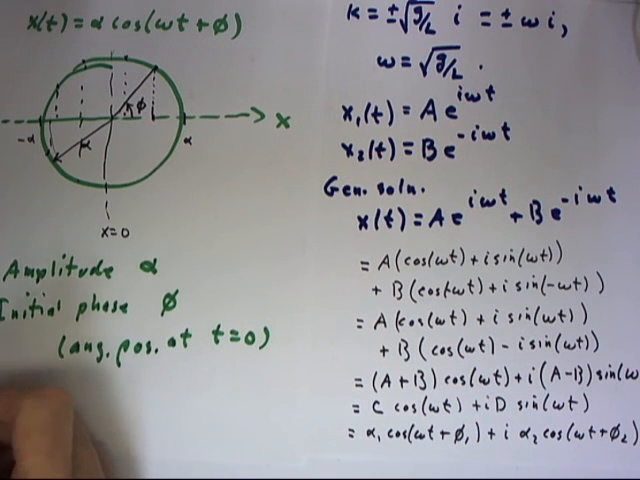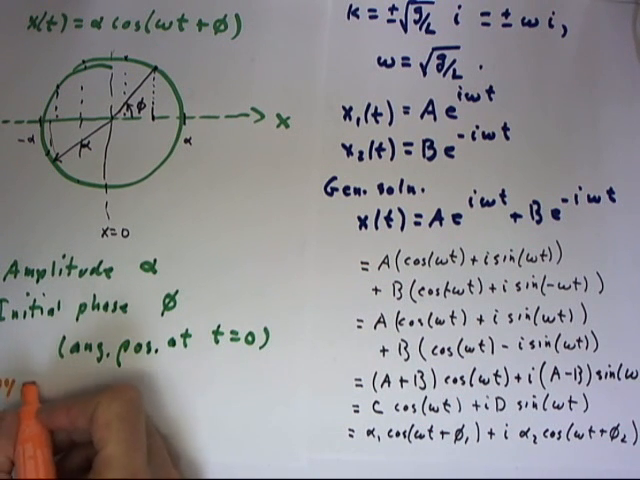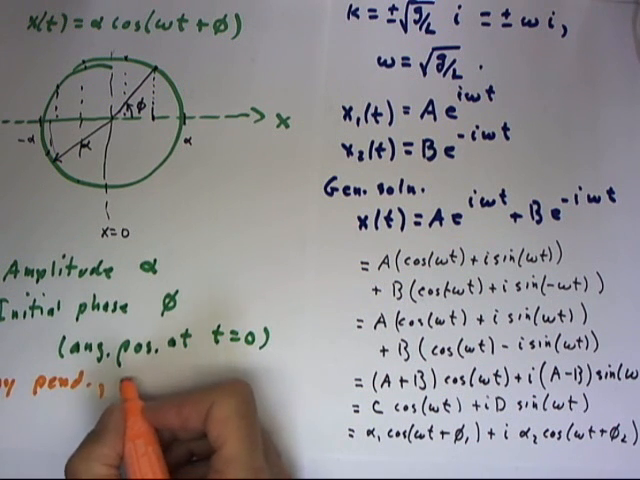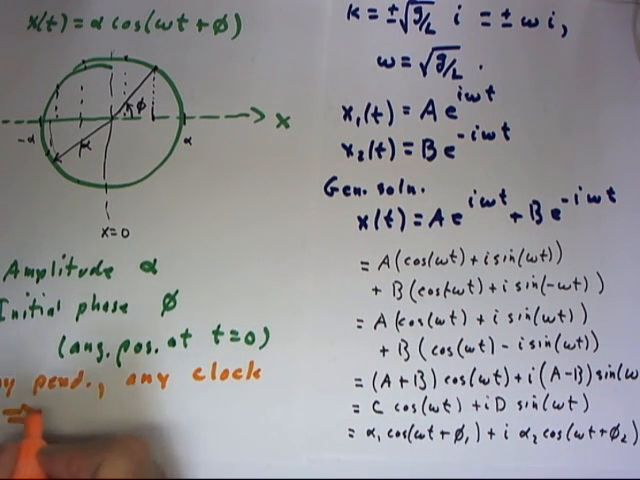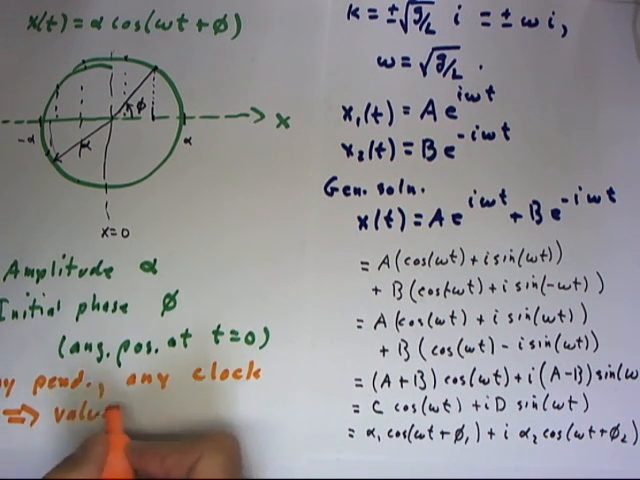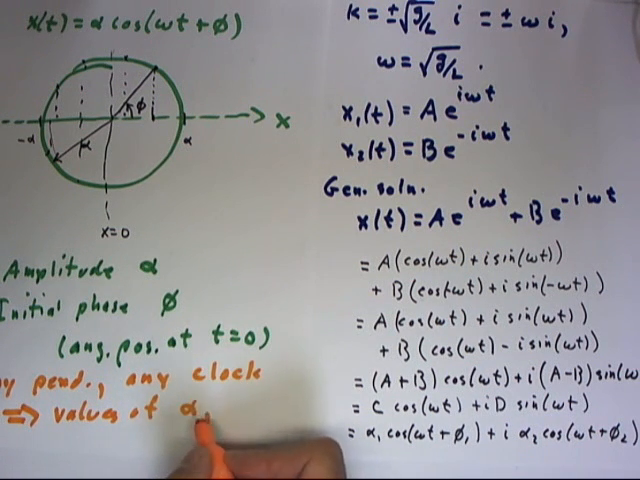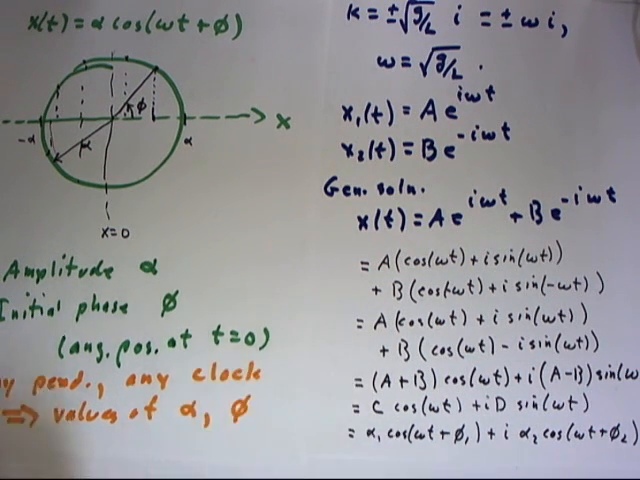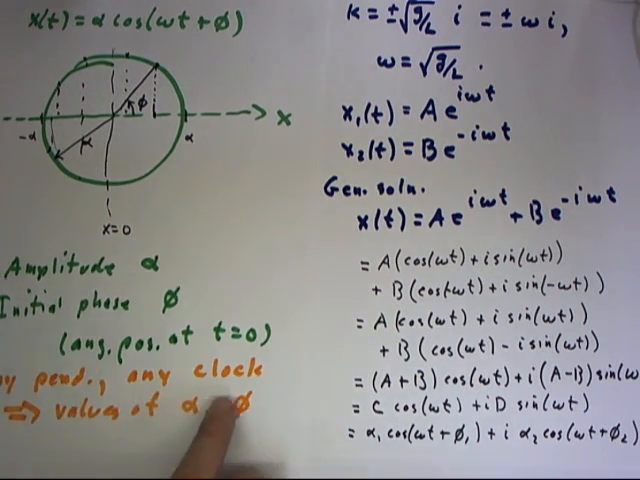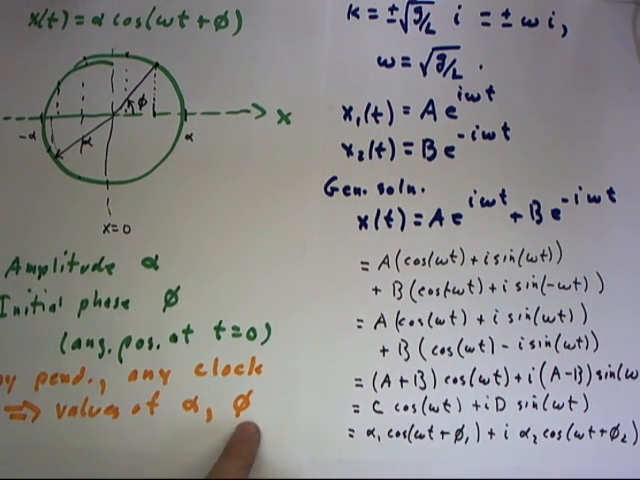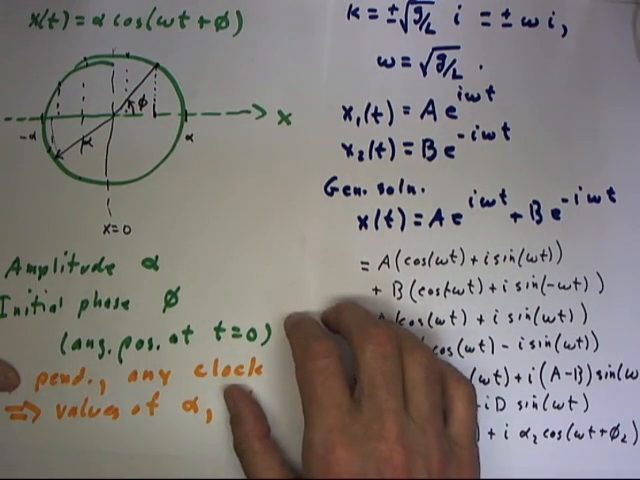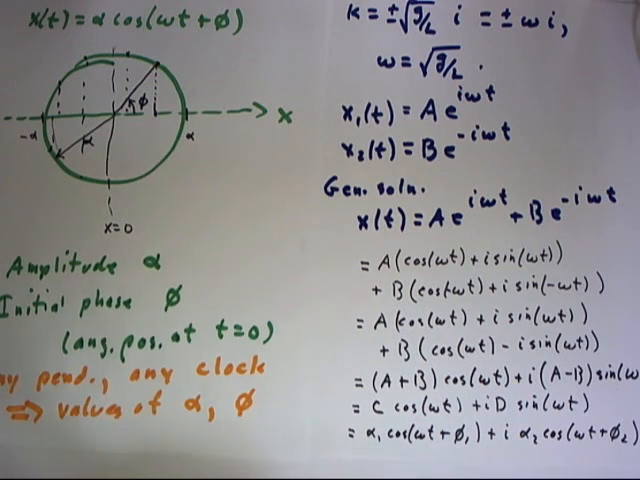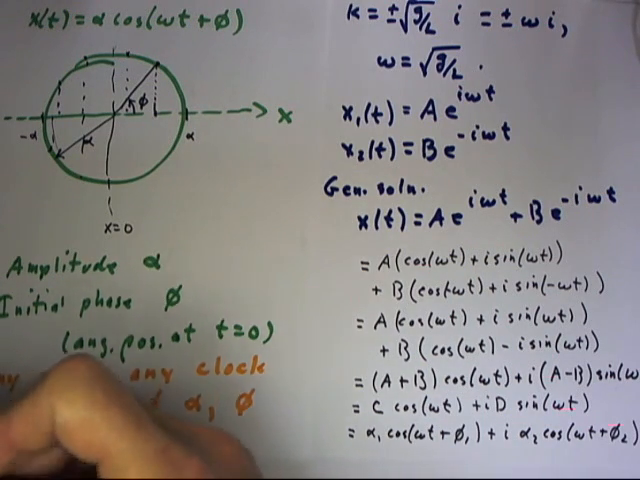And I'll make the statement that any pendulum and any clock implies values of alpha and phi. That is, the motion of any pendulum as measured with any clock will result in an amplitude and an initial phase. I'll also mention that the initial phase is determined by the initial position, but not just by the initial position.